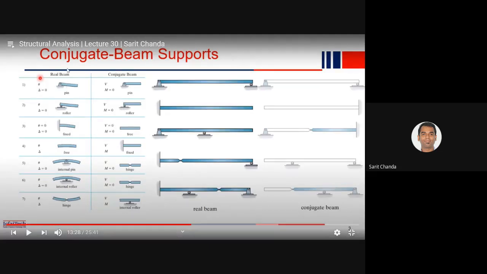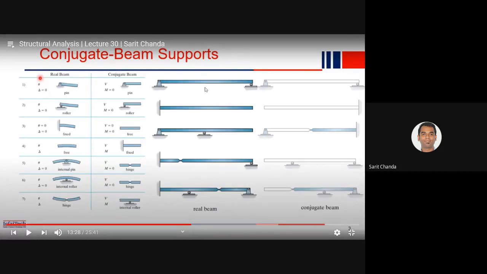If in a real beam it is a fixed support, then in the conjugate beam it is a free support. And if it is a free end in the real beam, then in the conjugate beam it will be a fixed end. Please remember these few cases. Now, if you see the example here, on the right side.